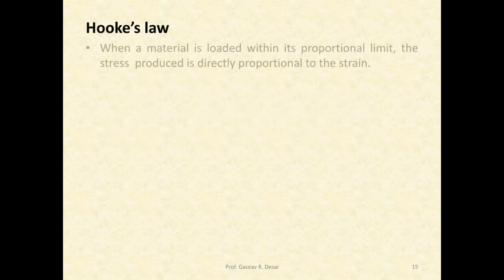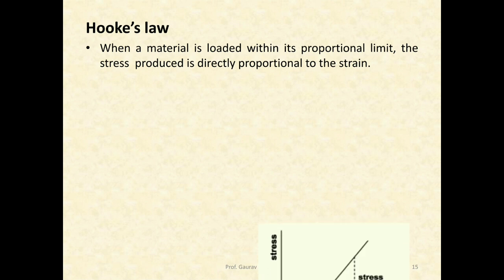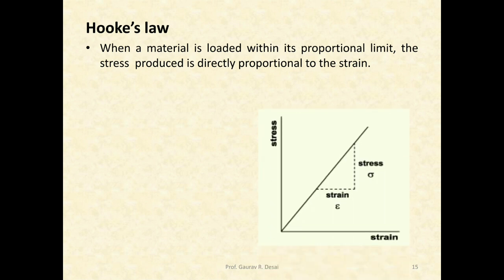The last term is Hooke's law. Whenever a material is loaded within the proportional limit or elastic limit, the stress produced is directly proportional to the strain. See the graph: on the y-axis it is stress, on the x-axis it is strain, and the line is shown as a straight line. It is a proportional line between stress and strain. Stress is denoted by sigma and strain by epsilon. If you take the slope anywhere on the line, it will be proportional.